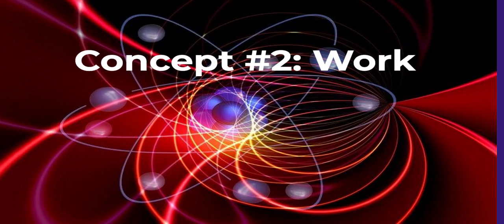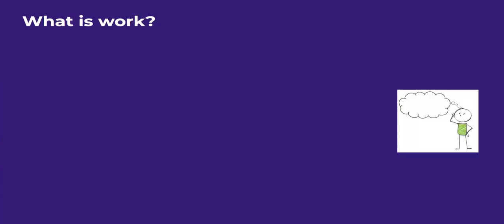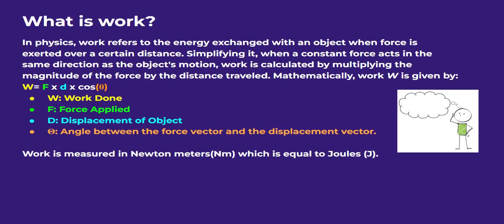Our second concept, work. So what exactly is work? In physics, work refers to the energy exchange with an object when force is exerted over a certain distance. Simplifying it, when a constant force acts in the same direction as the object's motion, work is calculated by multiplying the magnitude of the force by the distance traveled.